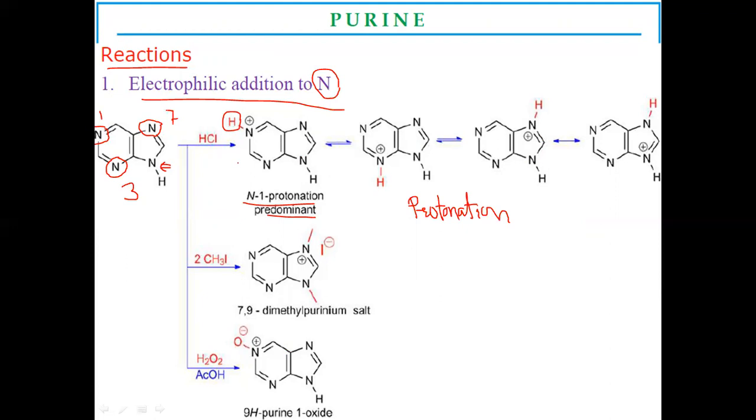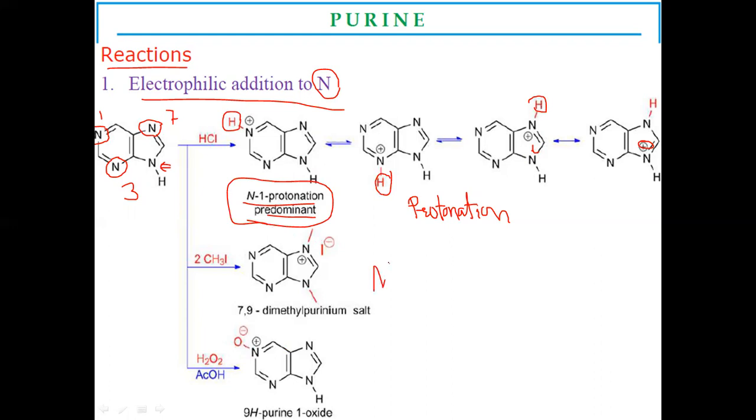Then, due to the resonance effect, delocalization of pi electrons, there is a shifting and formation of resonance structures at N3 protonation, then N7, and charge transfer to the N9 position. Out of that, this one is the most prominent protonated product.